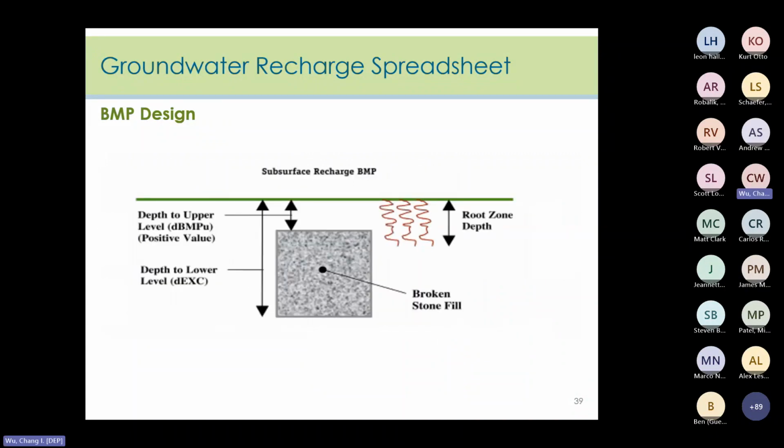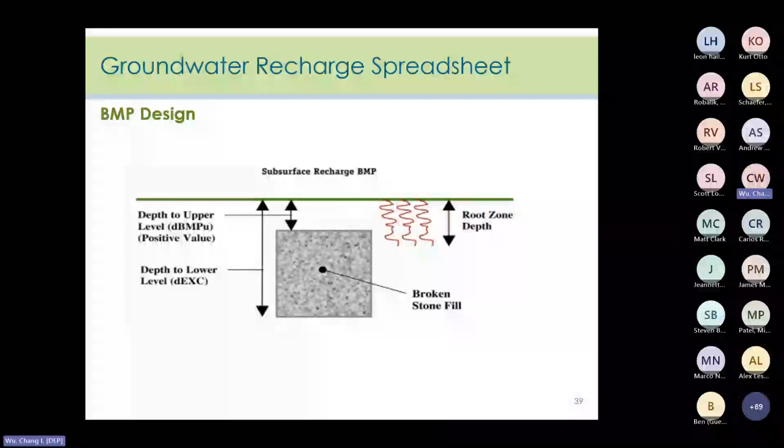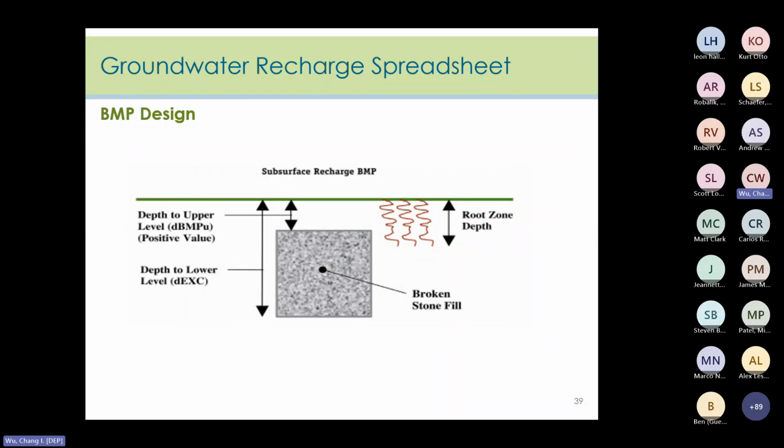And if you have an underground BMP, such as a pervious paving system, then you can see that the dBMPU is positive because the vegetation in the surrounding of the BMP is above the water level. The DEXC is the same as the previous scenario, from the bottom of the underground BMP up to the surface. And here, the effective dBMP depth would be the depth of water times the porosity of the filled stones.